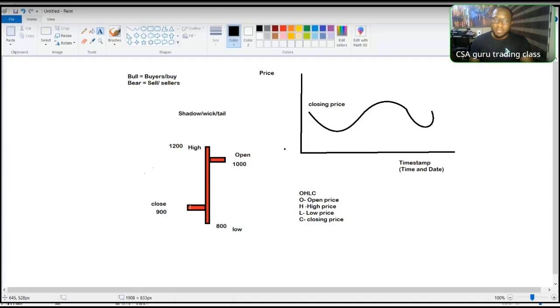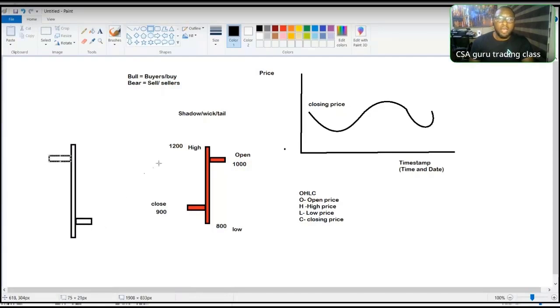The same thing, the reverse also happens for the buyers, for bulls. This is a bear candle. So let's have an example of a bull candle. What will a bull candle look like? A bull candle is going to have the body, then we have the opening price and the closing price.